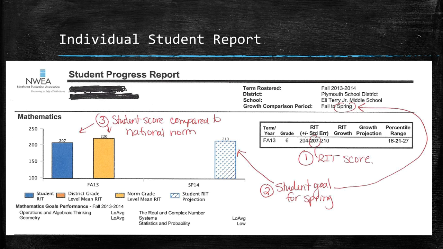This is an example of an individual student report. One, the bold number shows the student's RIT score. Two, this picture of a bar graph displays the goals for where the student should be performing. And three, the blue graph shows the student's score, while the yellow graph shows where the student should be performing according to the grade level norm.